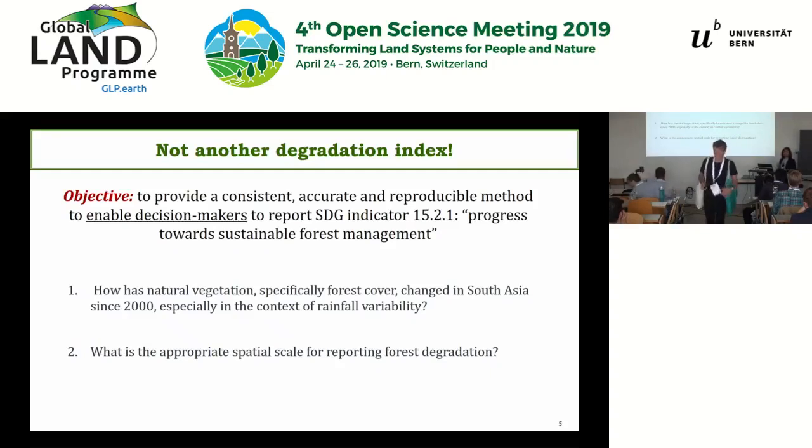However, disclaimer here: we are not trying to create another degradation index. Rather, we are trying to identify a consistent, simple but accurate and reproducible method to enable decision makers. We're not talking about the scientists who obviously prefer to deal with very complicated issues, but here we are trying to enable decision makers to report SDGs, and for that we are focusing on 2 questions. I'll show you how we did that in 4 steps.